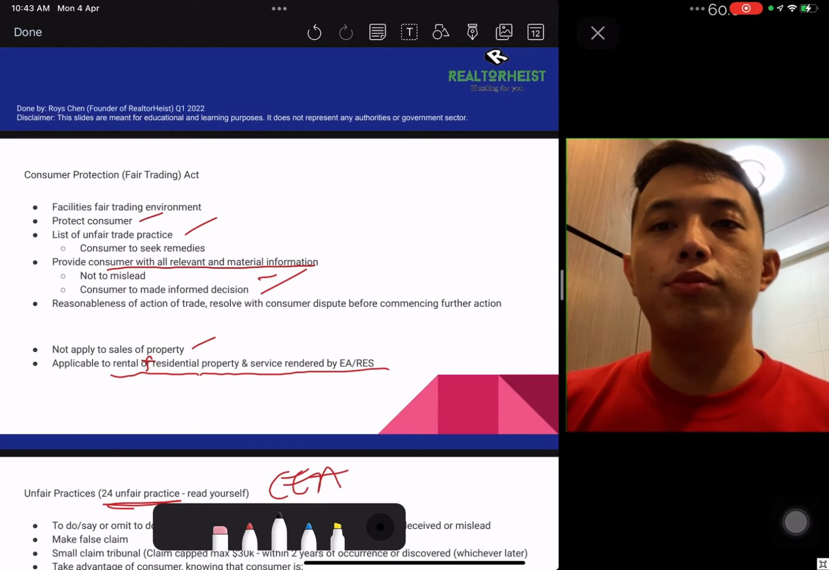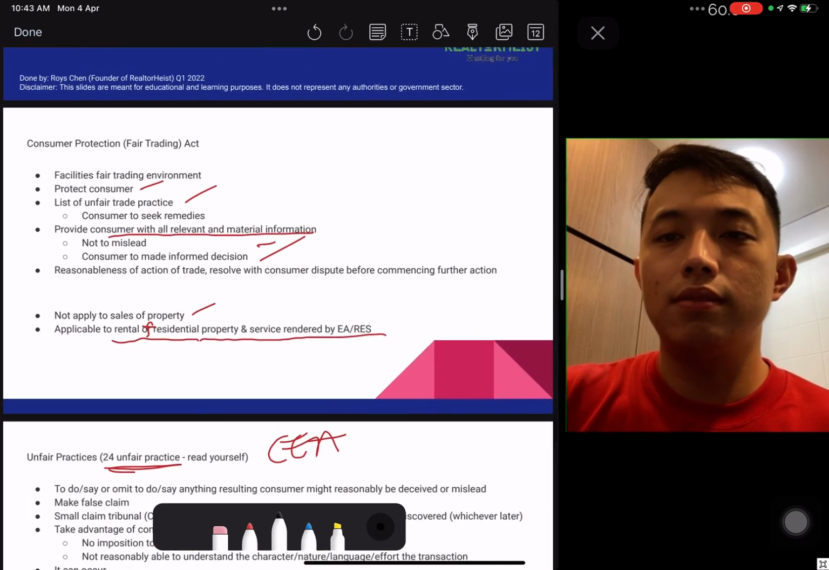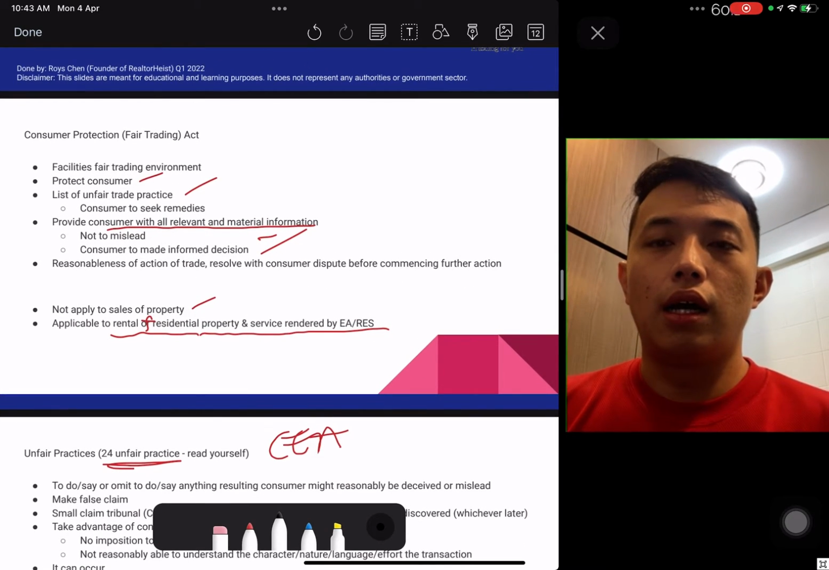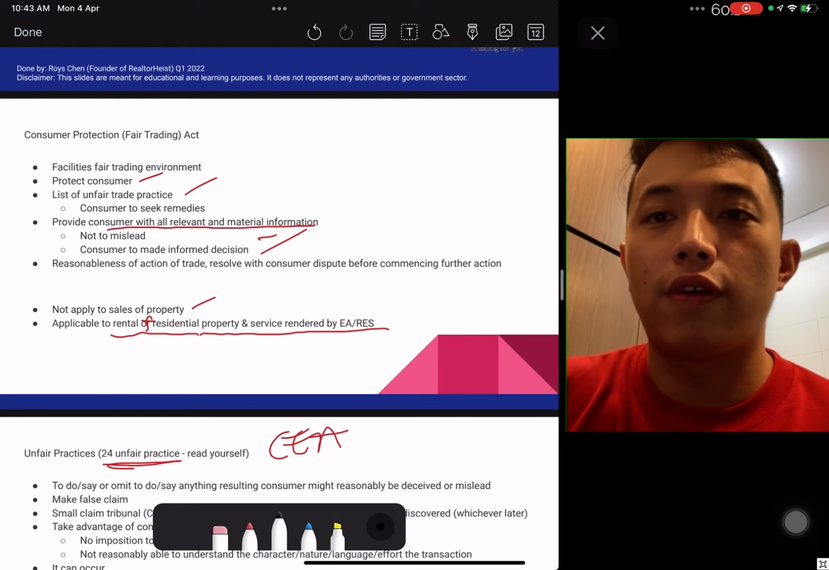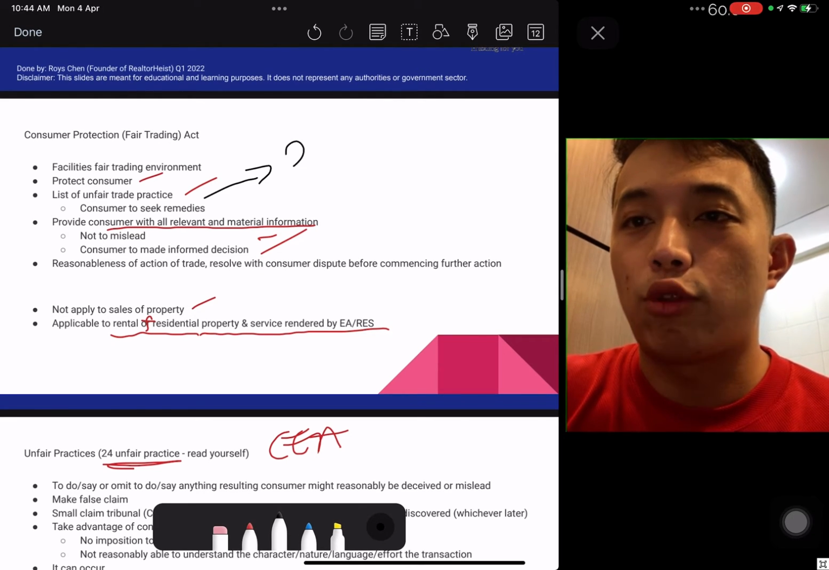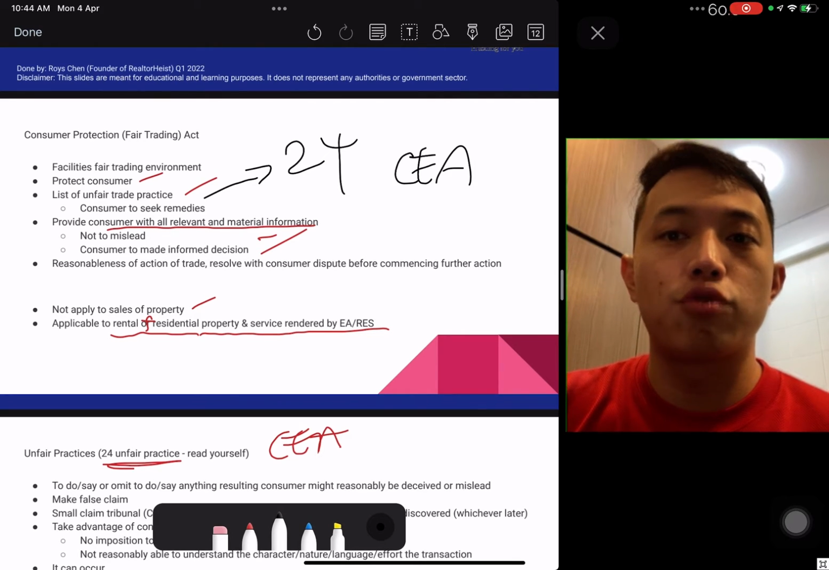So under the Consumer Protection (Fair Trading) Act, under part 11, it's actually to protect the consumers, and there will be a list of unfair practices. There are 24. Please read up on the CEA website yourself. I will not go through.